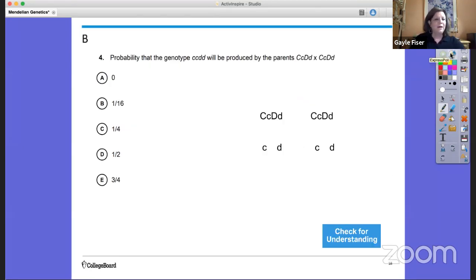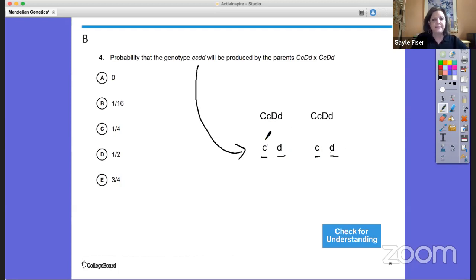Okay, so now the probability that the genotype CCDD will be produced by parents Cc Dd, two of those, two dihybrids. So here I took this right here, and now I have a C and a C and a D and a D.